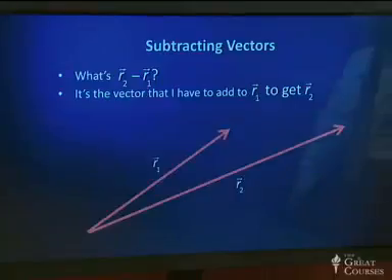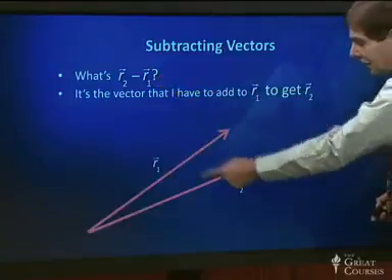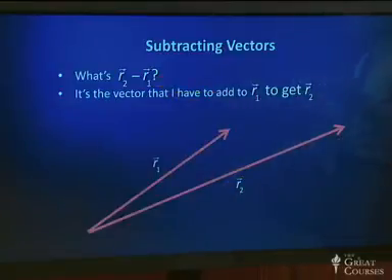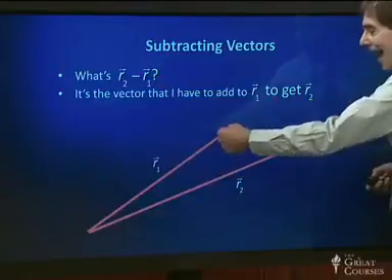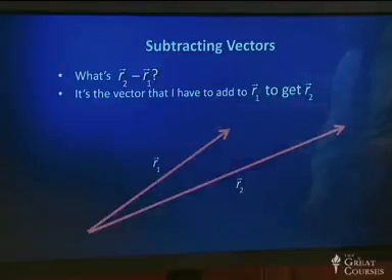And finally, I want to introduce what it means to subtract vectors, because that will be important to us frequently because we're going to want to look at deltas, at changes. So what's the vector R2 in this case minus R1? Well, by definition, it's the vector I'd have to add to R1 to get R2.